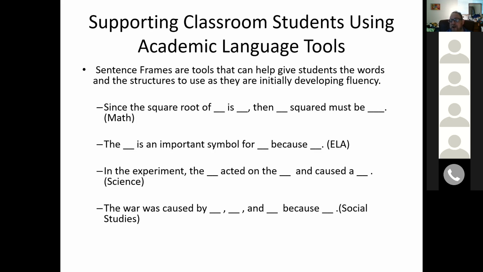Sounds kind of silly when I read it, doesn't it? In the experiment, the blank acted on the blank and caused a blank.